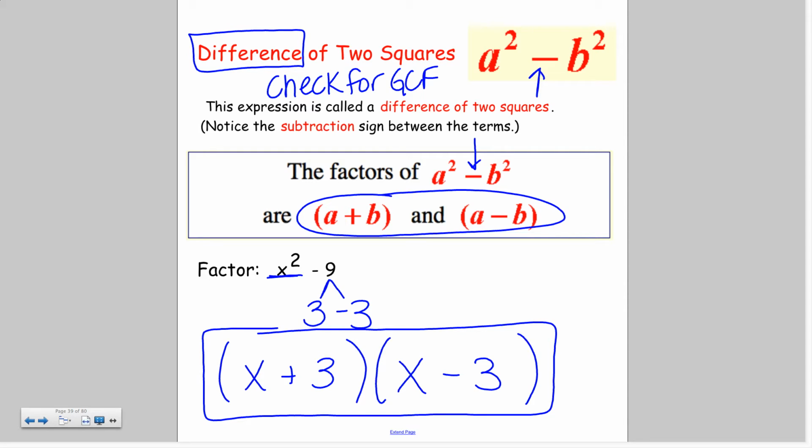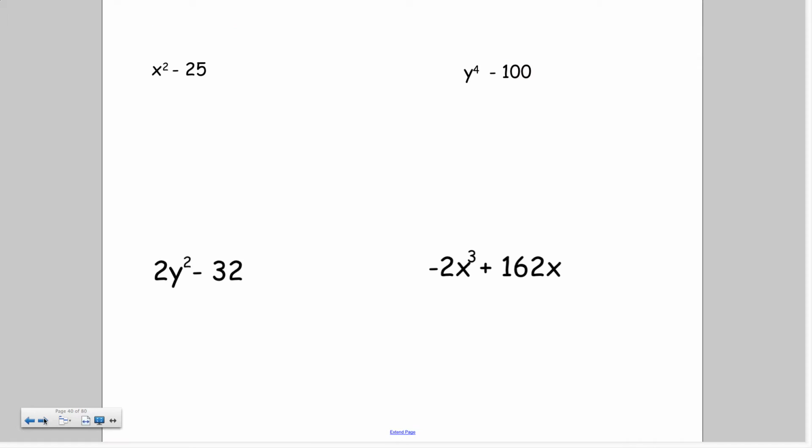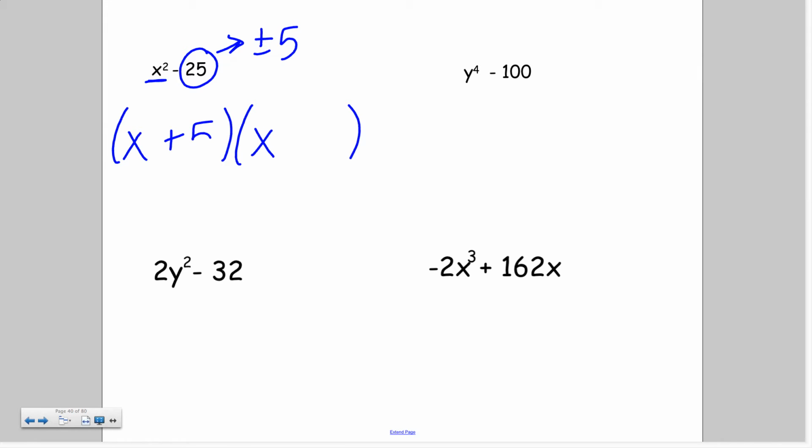These are fairly simple. You just got to remember your perfect squares. Alright, x squared minus 25. I know that the square root of 25 is plus and minus 5. I'm going to divide that in half. So each set of parentheses gets an x. So I'm going to have a plus 5 and a minus 5.